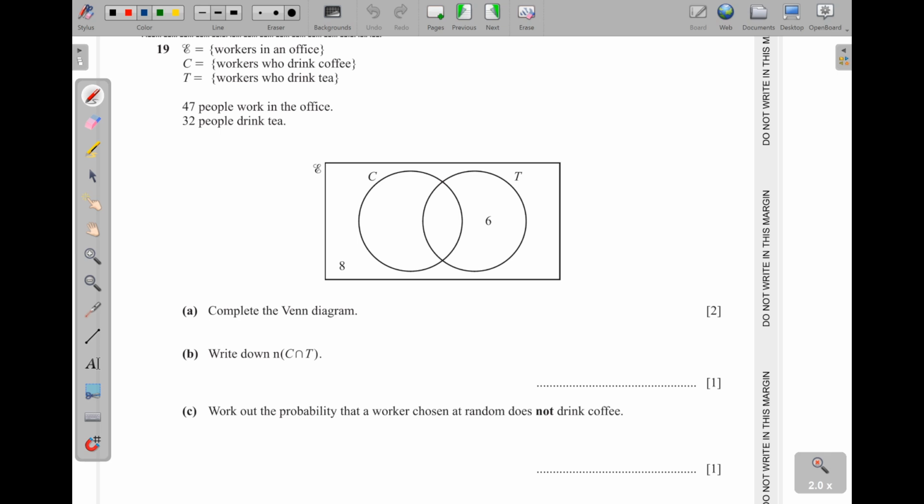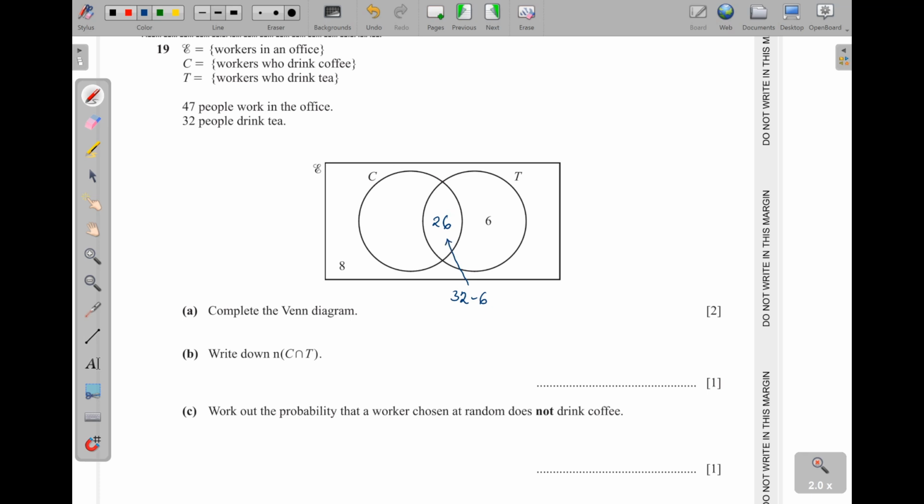So if 32 drink tea, then we look at the set of T here. Already here we have 6. That means we subtract 6 from 32 to get what is here. So I'm going to say 32 minus 6. This will give us 26. So 26, that will be the answer I put here.